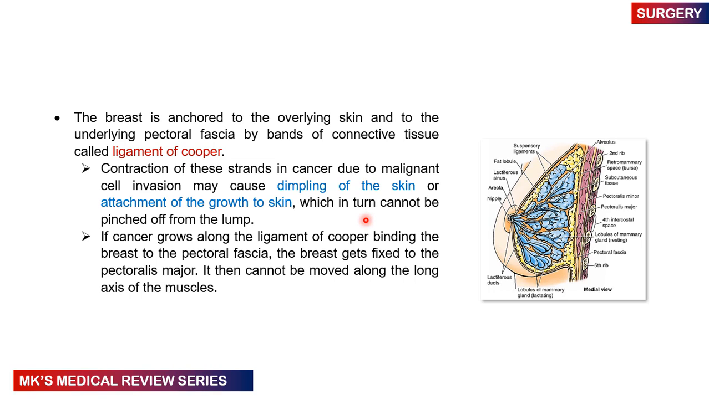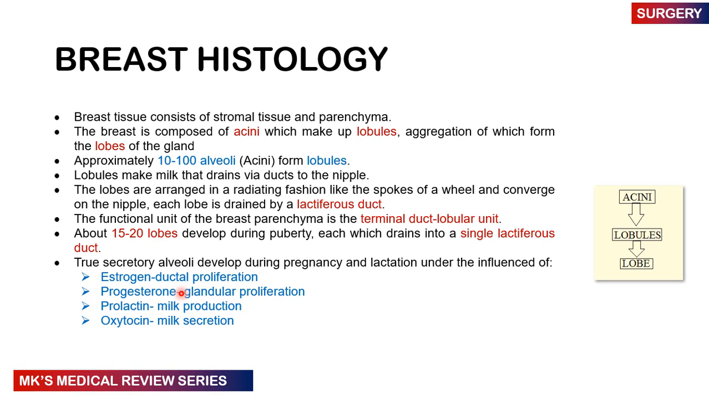Remember that the breast is anchored to the skin and to the underlying pectoral fascia by bands of connective tissue, which are called ligaments of Cooper. These are very important because contractions of these strands can cause the breast skin to become dimpled. It can also lead to attachment of the growth to the skin, such that the lump cannot be easily pinched off, or the breast becomes immobile. So this is a very important sign, especially in breast cancer. If the cancer grows along the ligaments of Cooper, binding the breast to the pectoral fascia, then the breast is going to become fixed to the pectoralis major, and it cannot be moved along the long axis of the muscle. Then what about the histology?